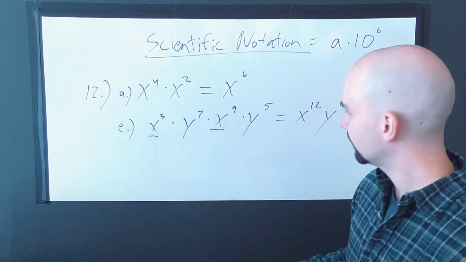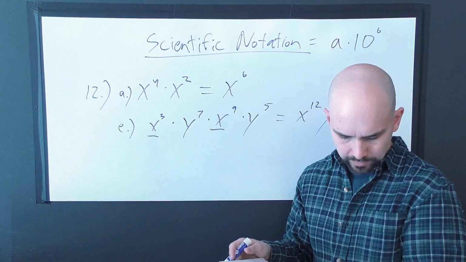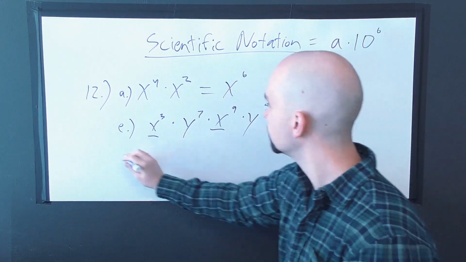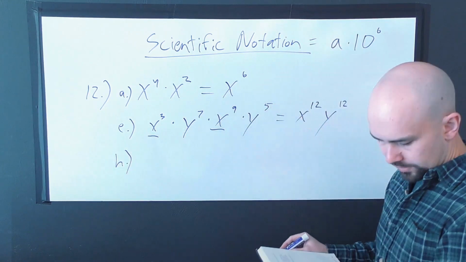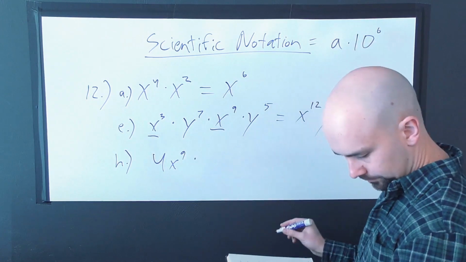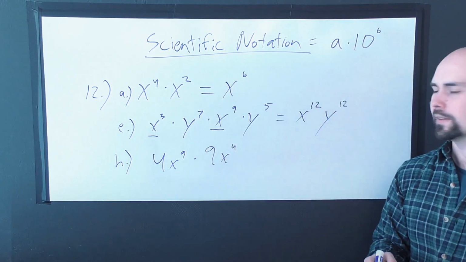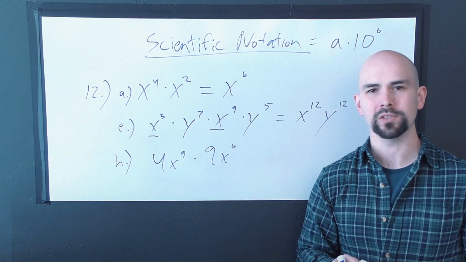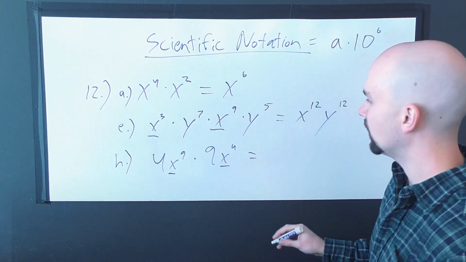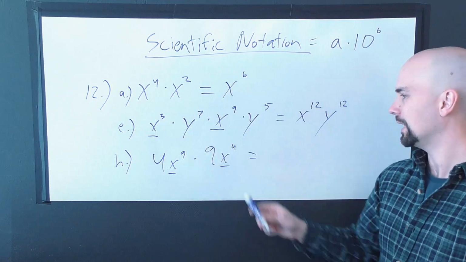Now a slightly harder one. Let's do H. So H is 4x to the power of 9 times 9x to the power of 4. All right, so do we have any like bases with powers? Yes. X's. So what I'm going to do is multiply the 4 and the 9 separately, and then I'm going to multiply the x and the x separately.